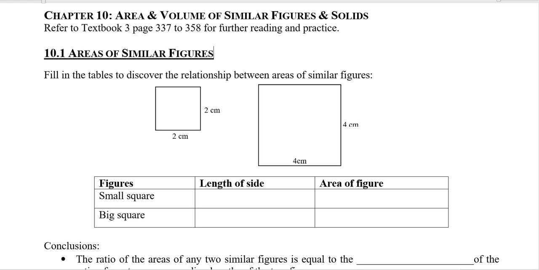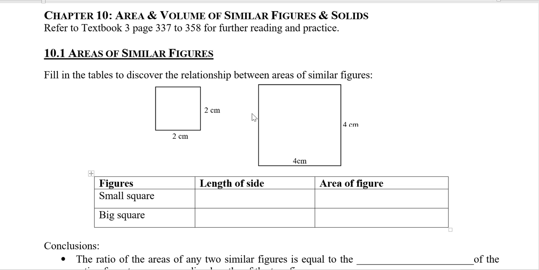Hello everyone, this is Madam Lee, and now we are going to talk about the area and volume of similar figures and solids. It is related to the previous section on congruent and similar triangles, but in this portion, we have moved on from triangles and we are going to talk about different kinds of shapes. So let's start with areas of similar figures.